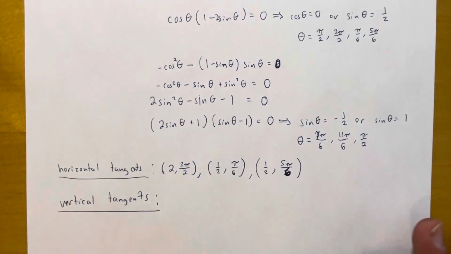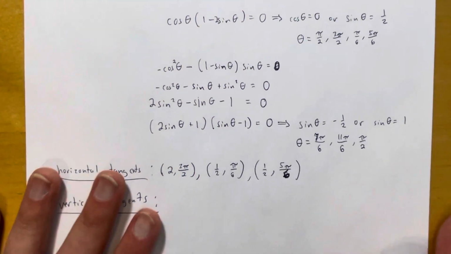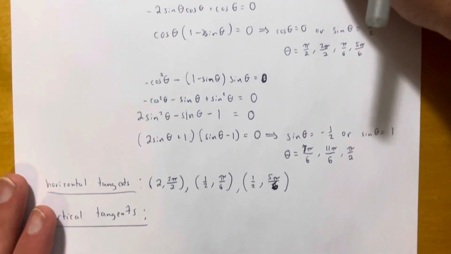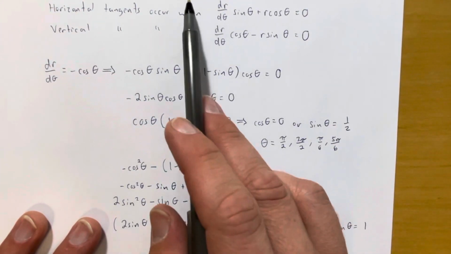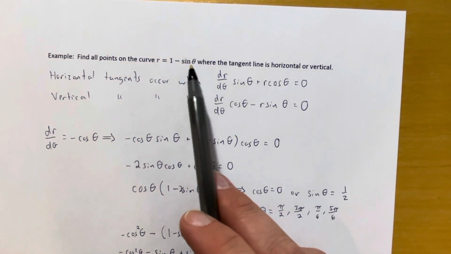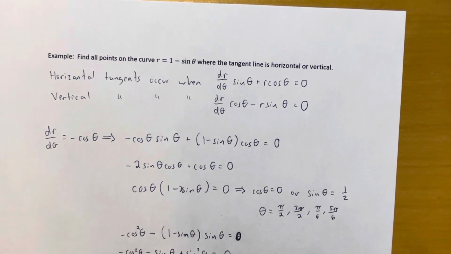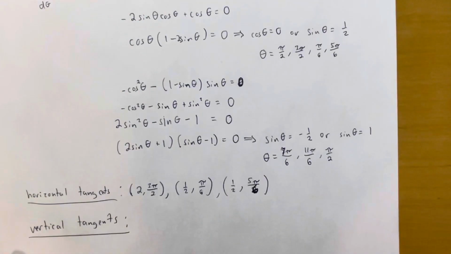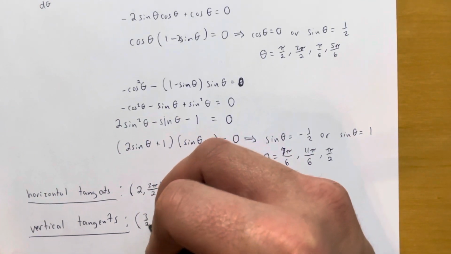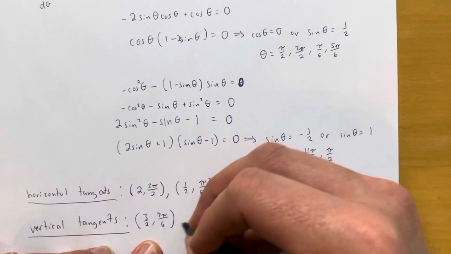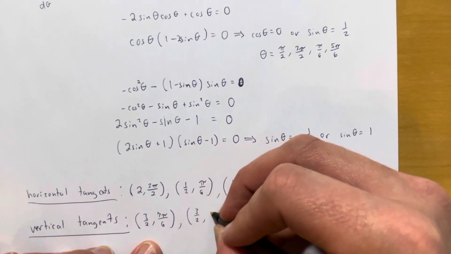Okay, vertical tangents. Again, we're ignoring the pi over 2 here. I have 7 pi over 6 and 11 pi over 6. Plugging those into my function, at both 7 pi over 6 and 11 pi over 6, sine of theta for either of those is equal to negative 1/2. And so r is equal to 1 minus negative 1/2, which is 3/2. So I get 3/2, 7 pi over 6, and 3/2, 11 pi over 6.